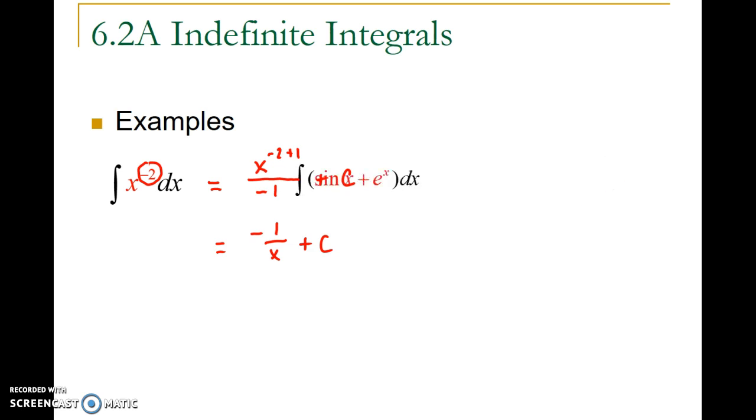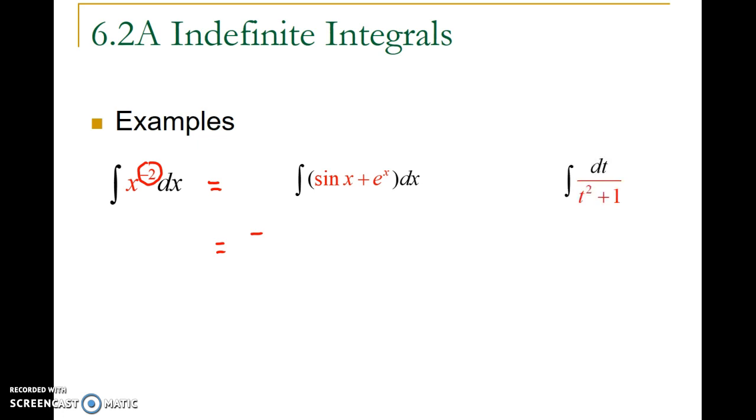Okay, oh, I wrote all over where I was going to have a problem, sorry. So this one is find the antiderivative of sine x plus e to the x, and the next one is dt over t squared plus 1.